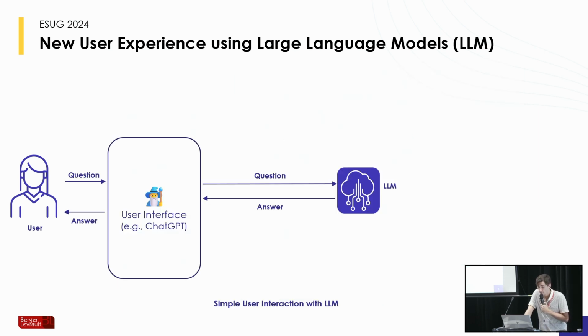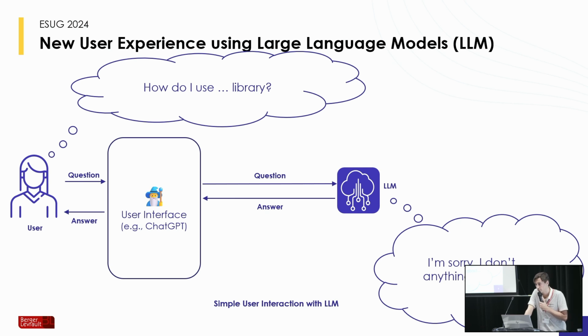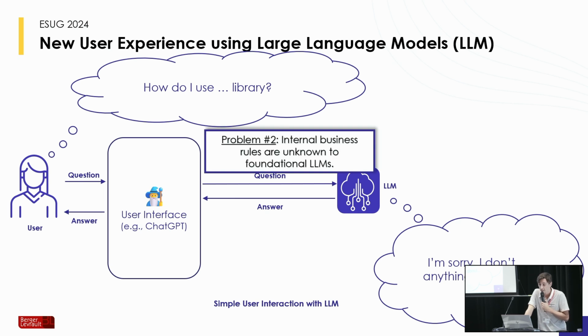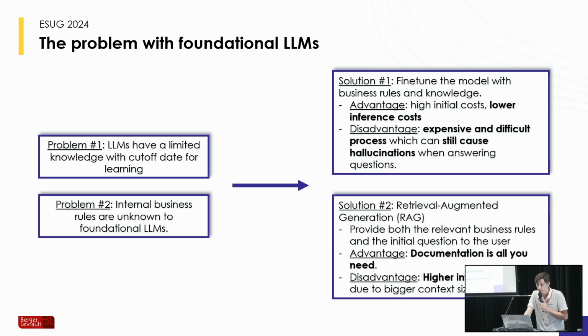The second problem we face, in this example, is that a user is using a specific library or an internal program within your company or your community, and they ask the question, how do I do this in my library? And of course, the LLM, which shouldn't have access to internal data or internal code, is going to say, I'm sorry, I don't know anything about that. For me, that's the second problem, which is similar to the first one but a little more precise: the LLM doesn't necessarily, or will never, have access to your internal business rules, and so they are not known to foundational LLMs.